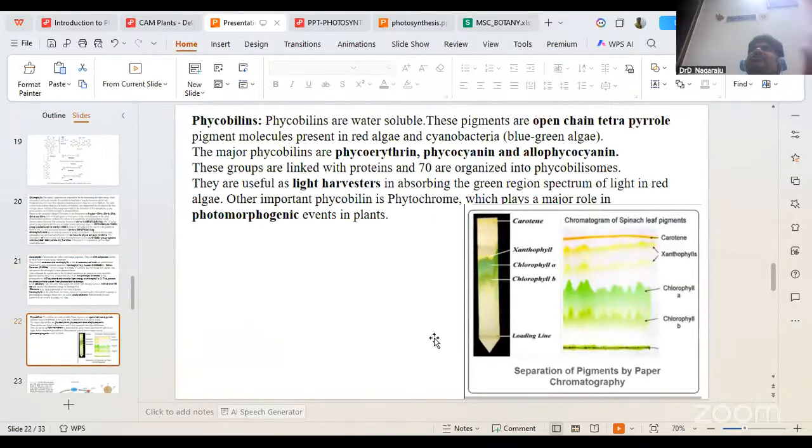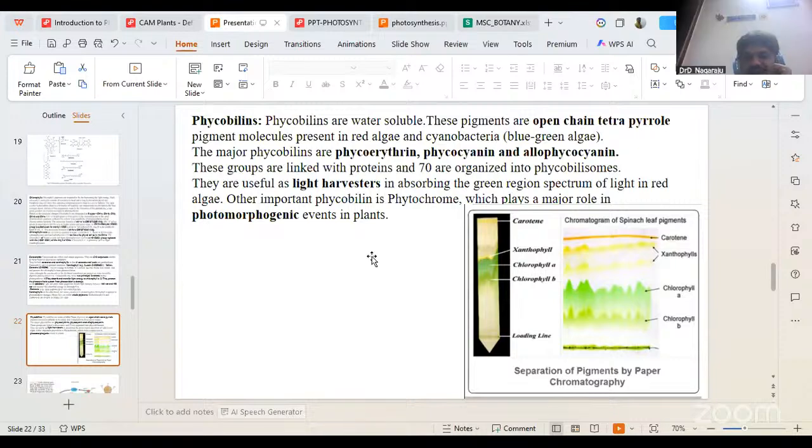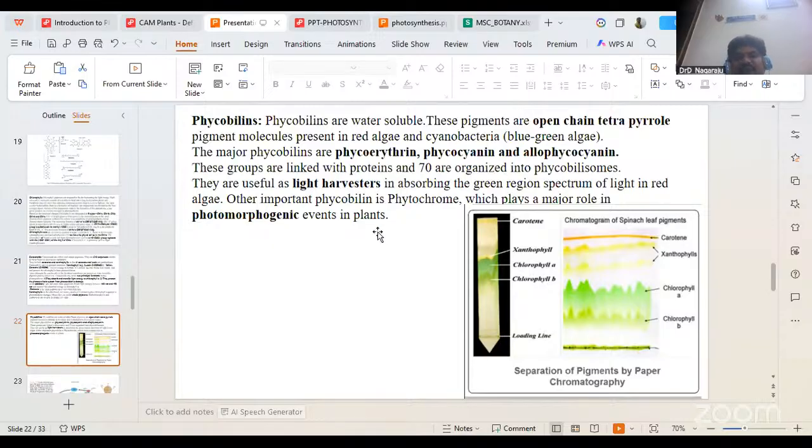Okay, phycobilins are again of types: phycocyanin, phycoerythrin, and allophycocyanin. Usually these are mostly present in the algae. Okay, these also harvest the light and supply light to chlorophyll A. You know, chlorophyll A is present in all the photosynthetic organisms. Chlorophyll A and B are majorly present in all the higher plants.